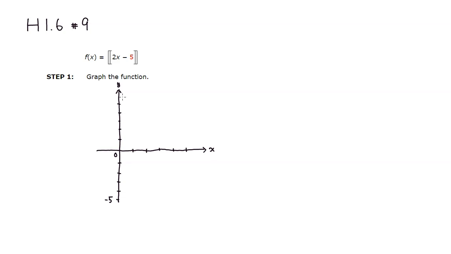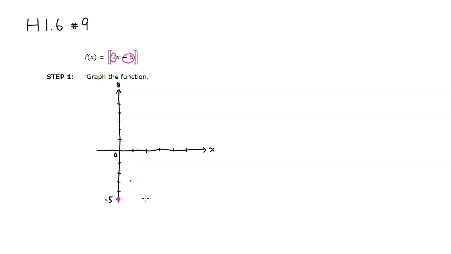All right, let's sketch the picture. The y-intercept is -5, right? So I'm going to put the dot at -5. Then the slope is 2. I'm going to draw a dotted line: you go to the right 1 unit, go up 2 units. So you have to go through this point.